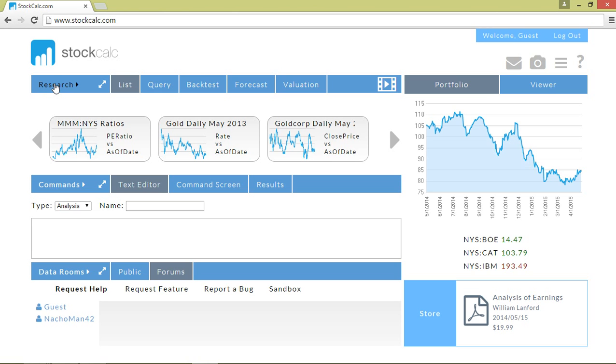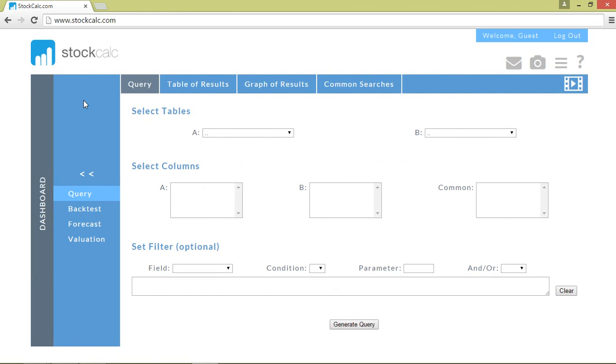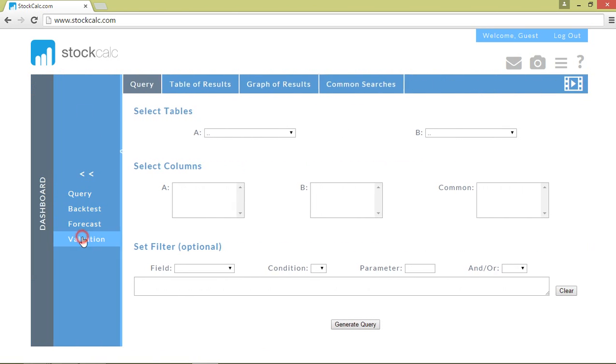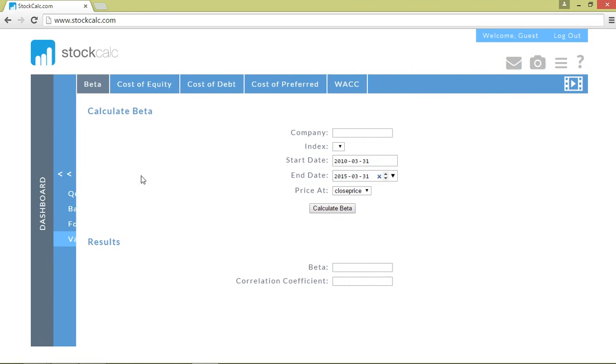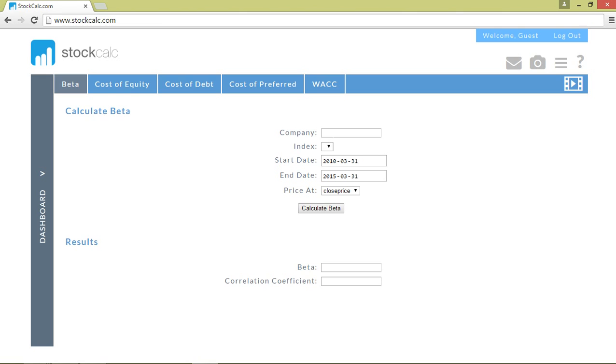To access, we will click on the Research menu from the dashboard, Valuation, and Cost of Capital. We can free up screen space by clicking on the triple and double arrows. The weighted average cost of capital is divided into 5 tabs, and we will go through each in sequence.